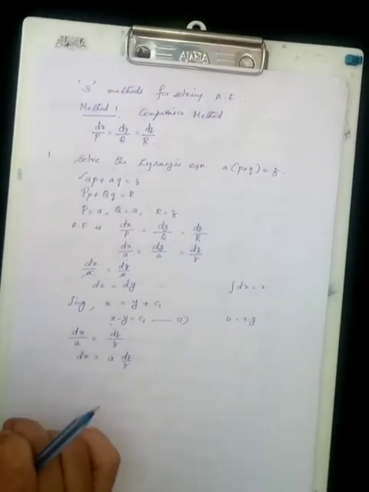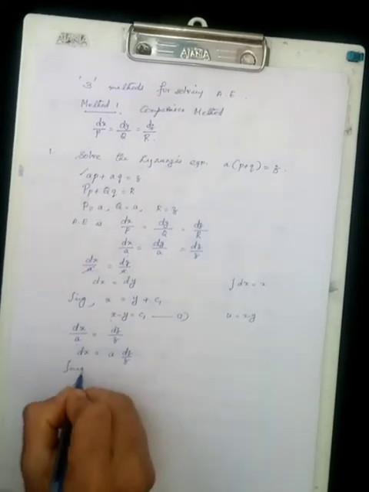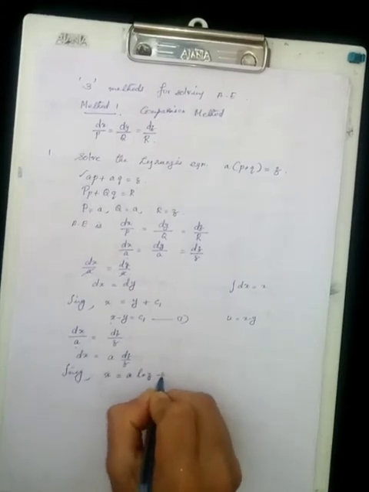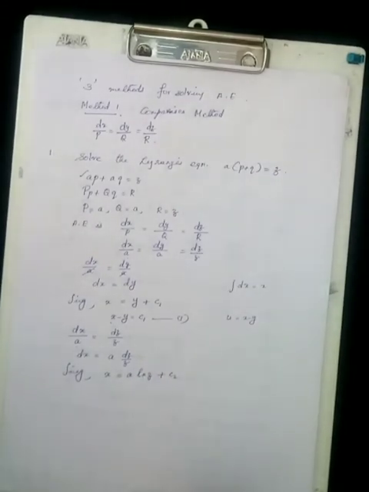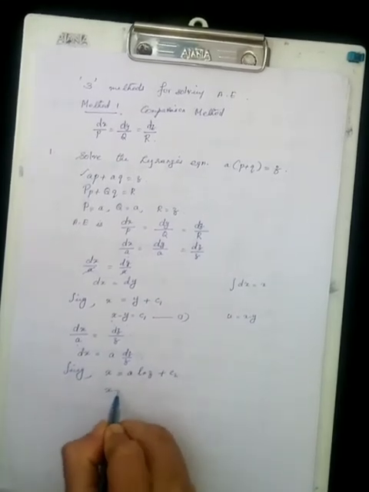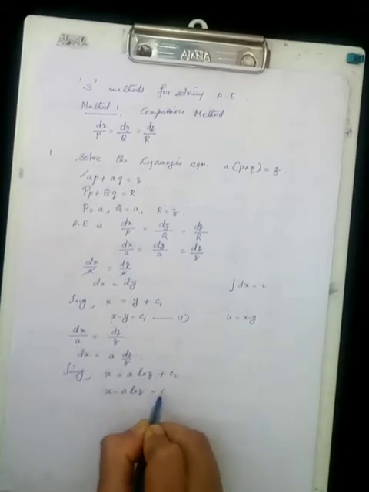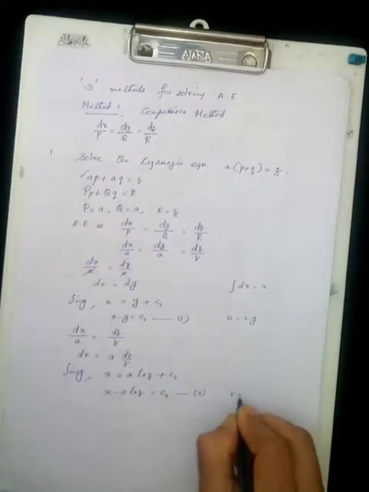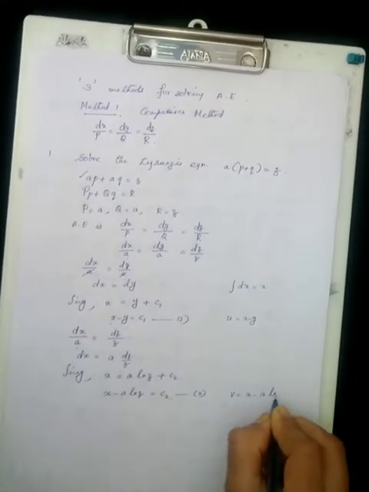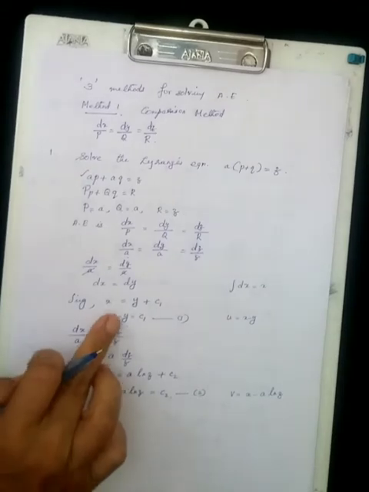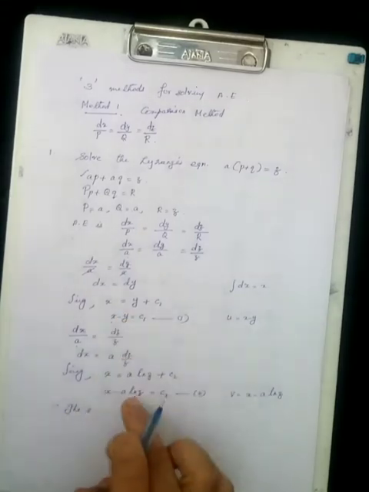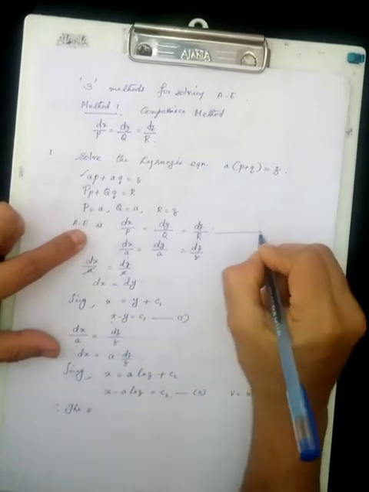So in order to solve this equation, what we do? We have to integrate. So integrating both sides, we will get x equal to a into ln z plus c2. Can you understand me? So again, this can be written as x minus a ln z equal to c2. So this is equation 2. This is the second part of the solution, that is here v is nothing but x minus a log z. Hence, we have u and v.